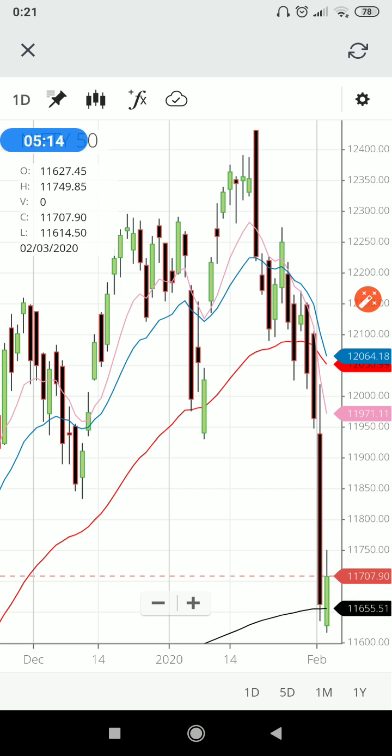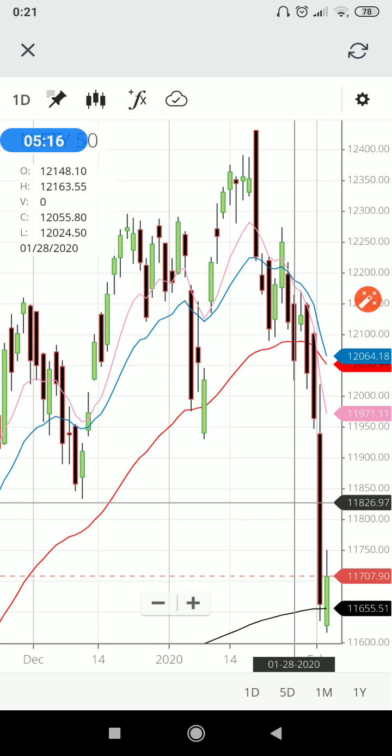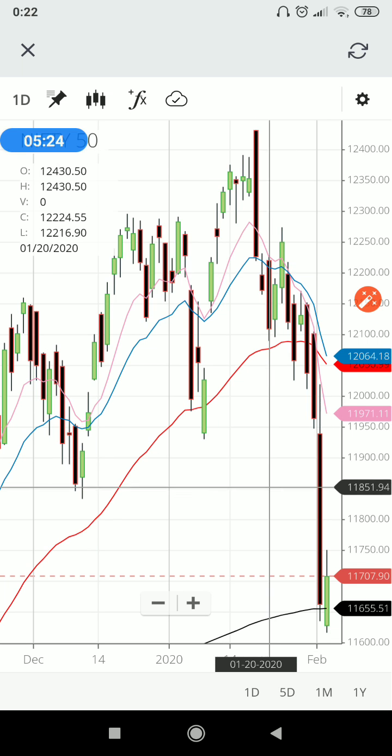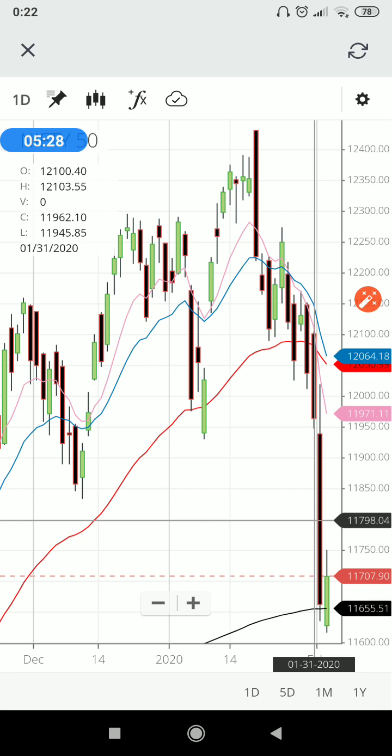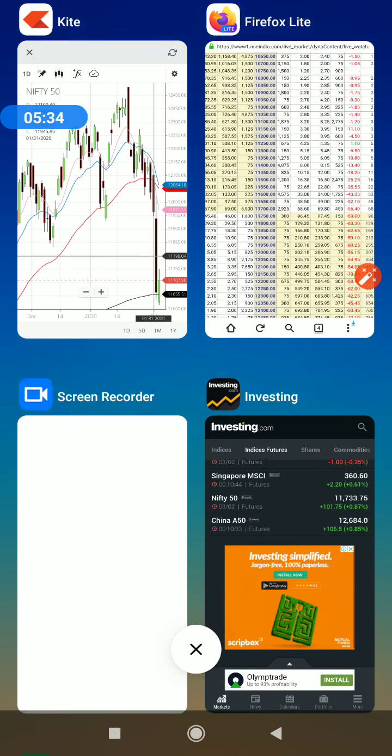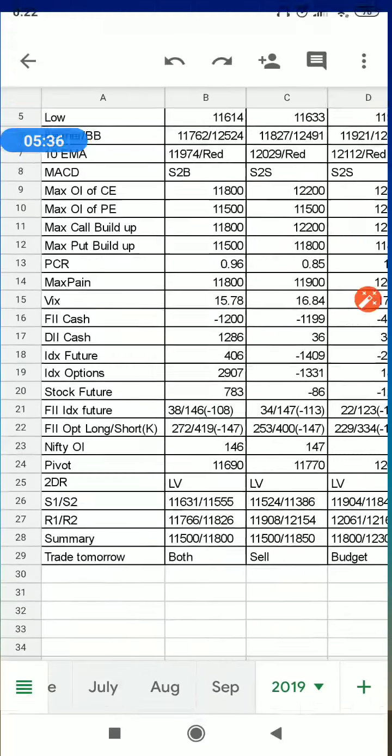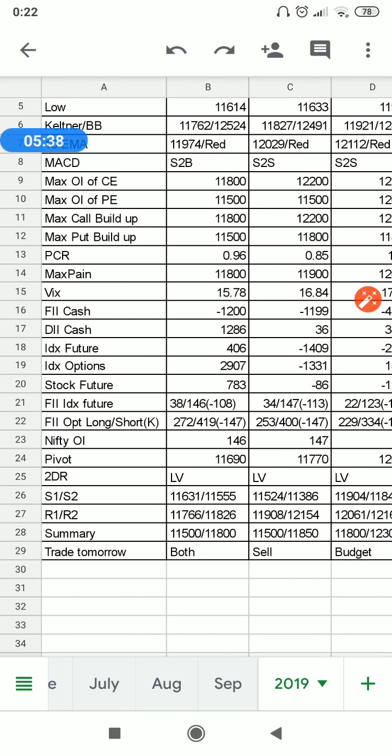Similarly, on the higher side, 11,800 from the option data and 11,830, which is the previous swing low. So on the higher side 11,800 to 11,830 and on the lower side 11,500 to 11,600 is going to be very important. Now let's have a look at the other data like VIX, PCR and all.